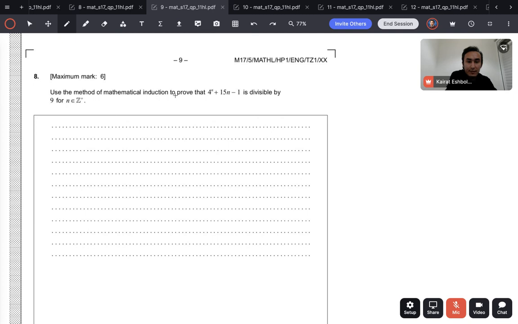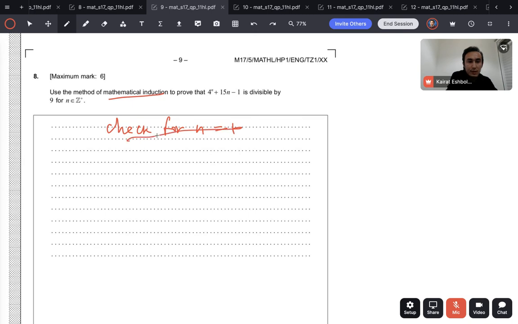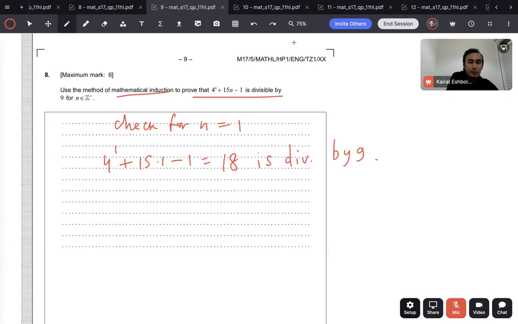Use the method of math induction to prove that this number is divisible by 9. So with math induction, we start with this: check for n equal to 1. Check the statement. We just put n equal to 1 here. So 4 to the power 1 plus 15 times 1 minus 1 is equal to 18, and that is divisible by 9. So the statement works for n equal to 1.